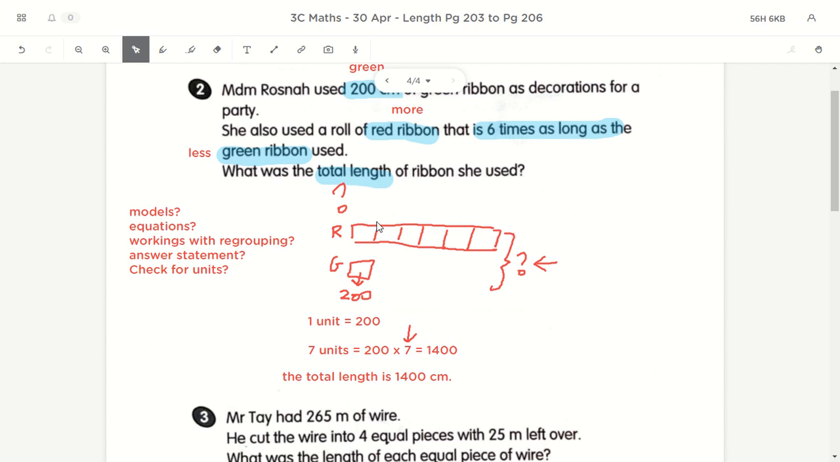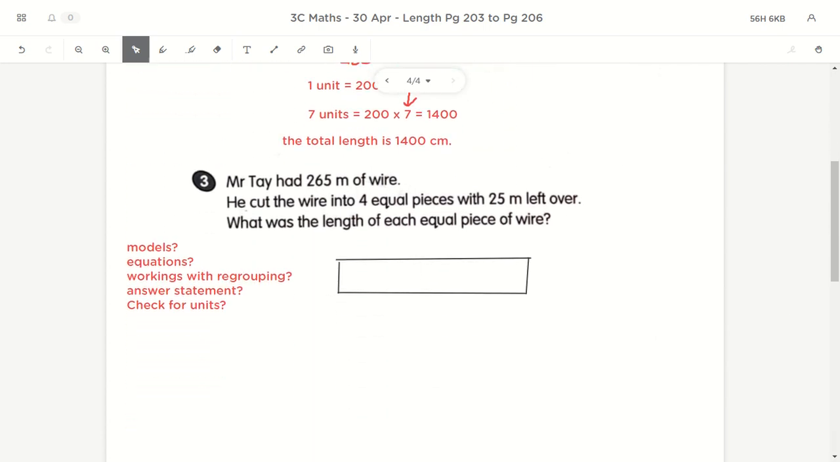So some of you don't know what you are doing or don't know what the numbers mean when you finish it. Some of you just wrote 200 times 6 because you see 6 times, but you didn't realize that you're finding a total and not just the red ribbon. You forget to add the green ribbon as well.